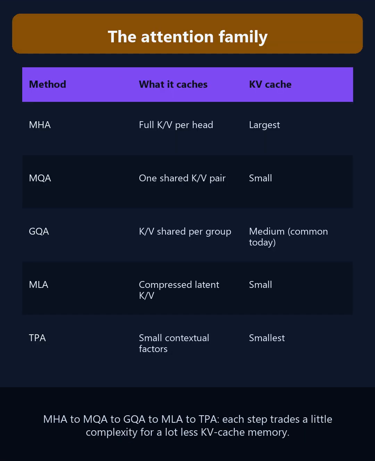Here's the family tree. Plain multi-head attention caches a full key and value for every head, the most memory-hungry. Multi-query shares one key-value pair across all heads. Grouped query shares them within groups, the common middle ground today. MLA compresses into a latent space. TPA goes furthest, caching only small contextual factors. Each step down this ladder trades a little architecture complexity for a lot less memory.